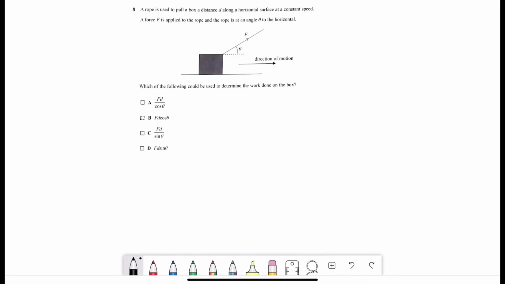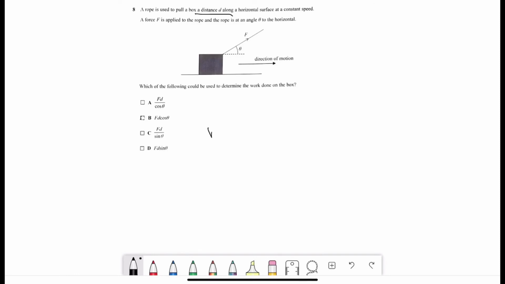Question 8. A rope is used to pull a box a distance d along a horizontal surface at a constant speed. A force F is applied to the rope and the rope is at an angle theta to the horizontal. Which of the following could be used to determine the work done on the box?